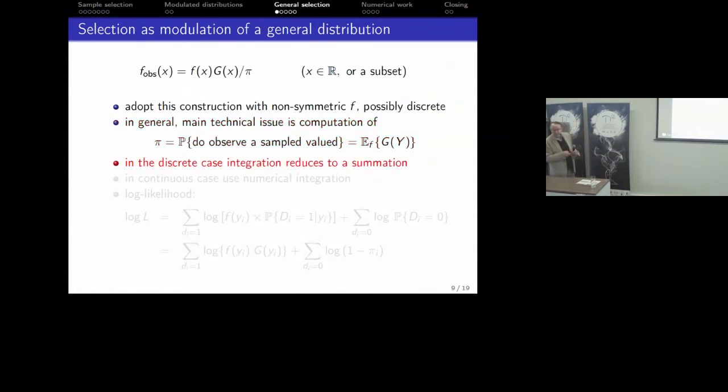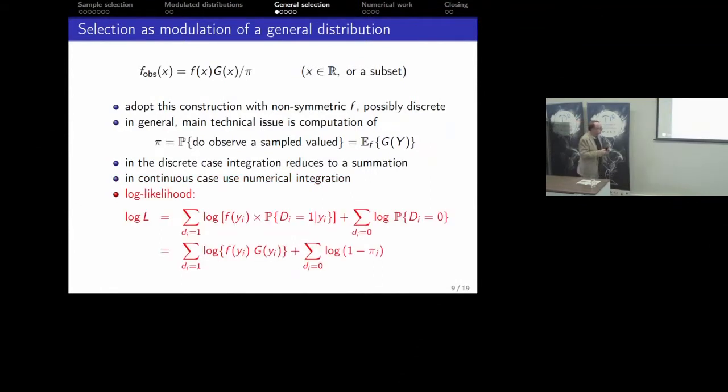Of course, in the discrete case, there is always a simple solution. Just sum up. The integration boils down to a summation. In the continuous case, you can use numerical integration. There are some favorable cases where you can actually work out the integral, but not that many.